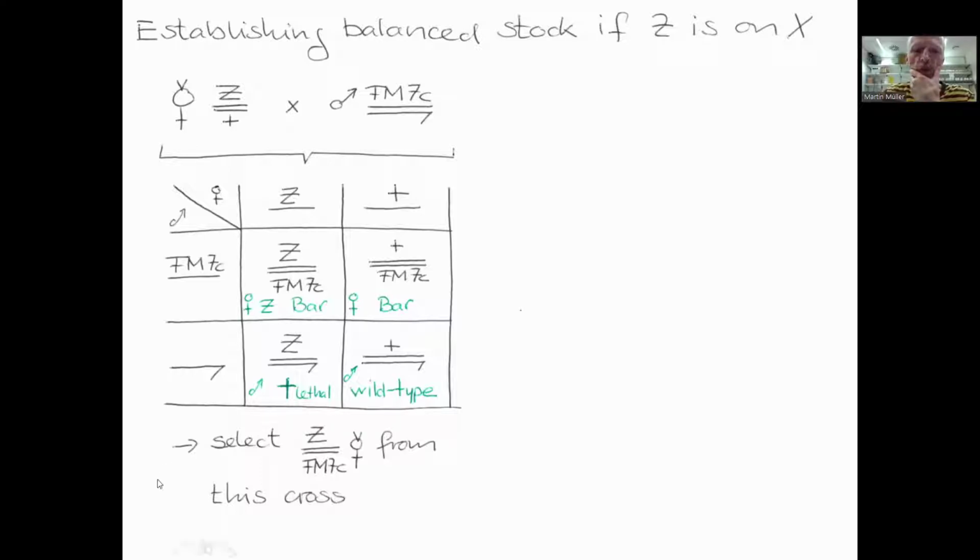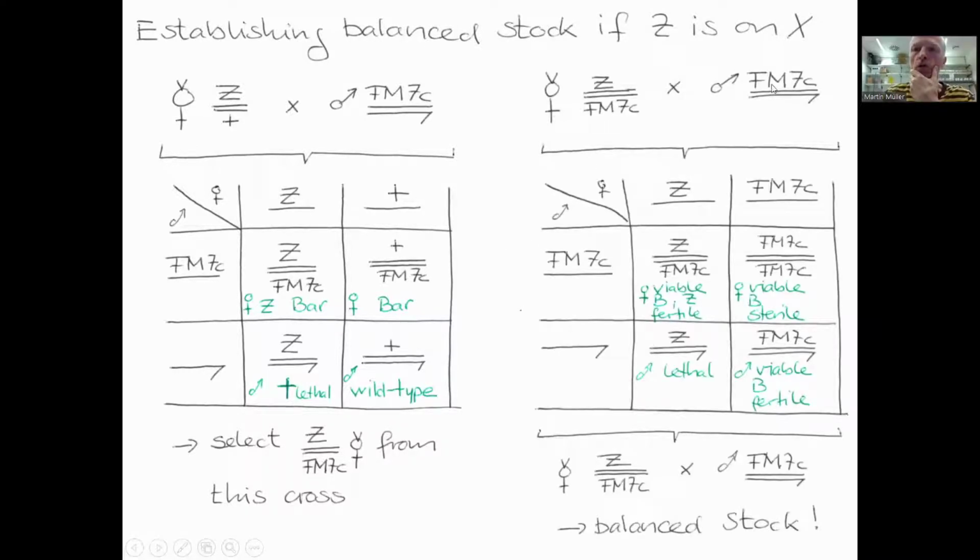From this cross, we have to select these virgins here. So we collect virgins from this cross, this type here, and cross them again back with males, like here. These males, again, we obtain them from the stock, and we cross them to these virgins.